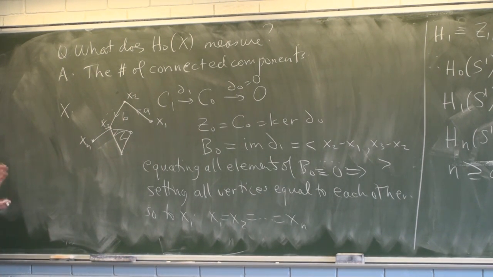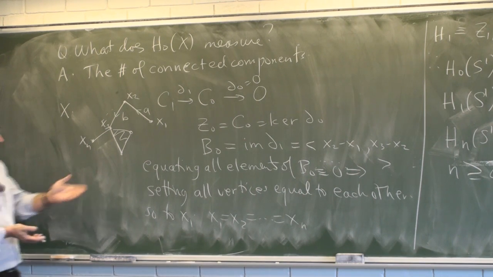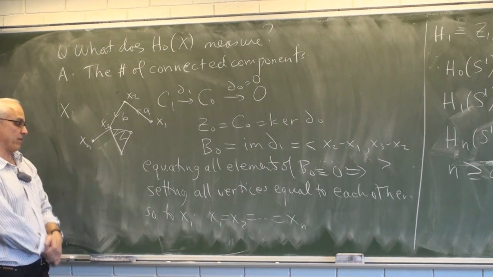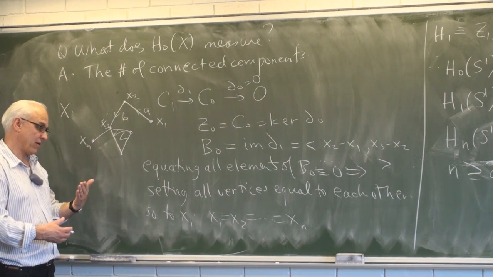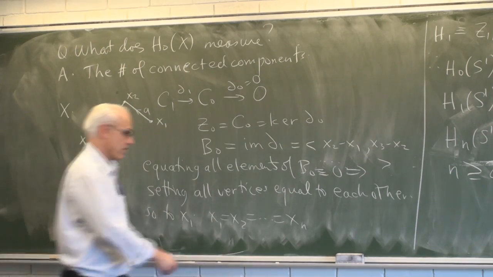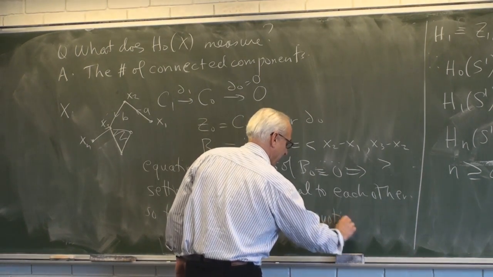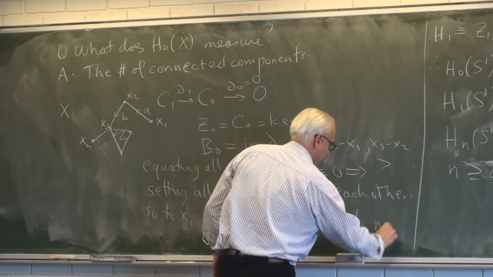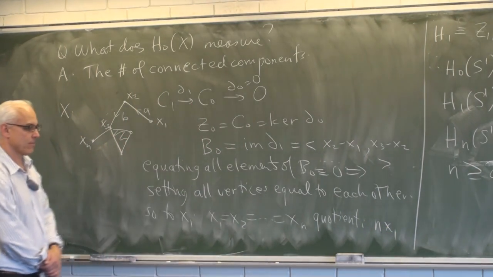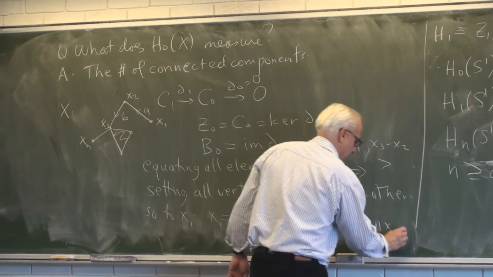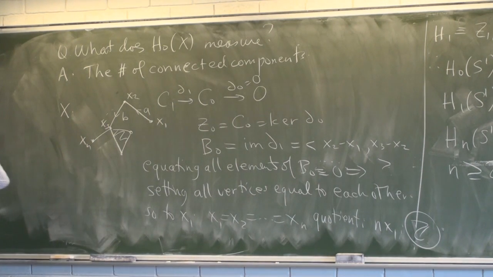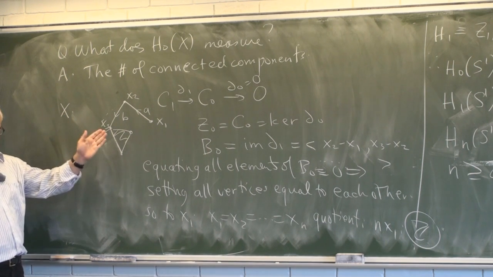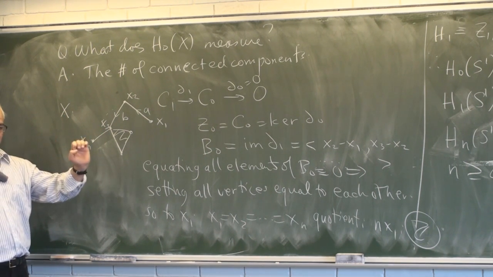And that relation, inside the group generated by x1 up to xn, has a quotient which just consists of all multiples of x1. In other words, a single copy of Z. So whenever you have a connected space, the zeroth homology will always be Z.